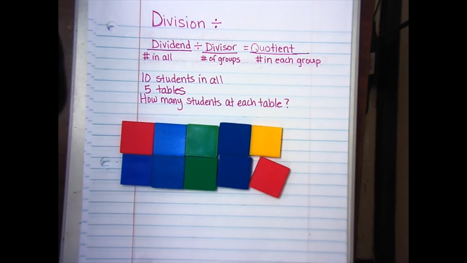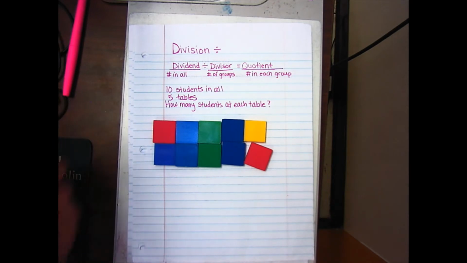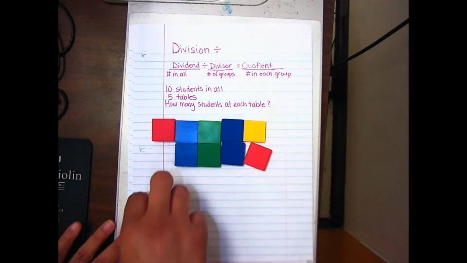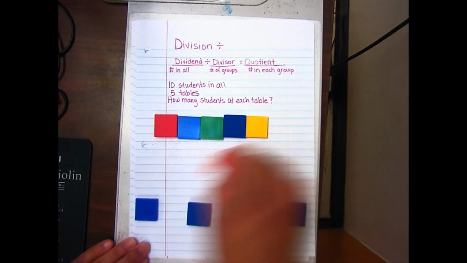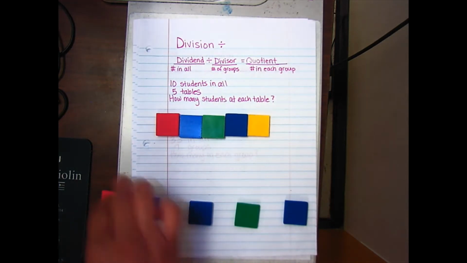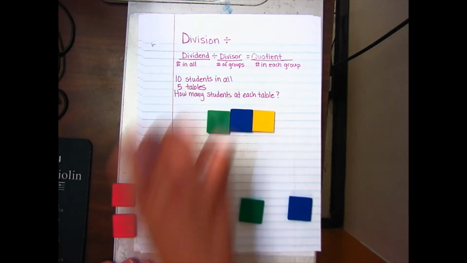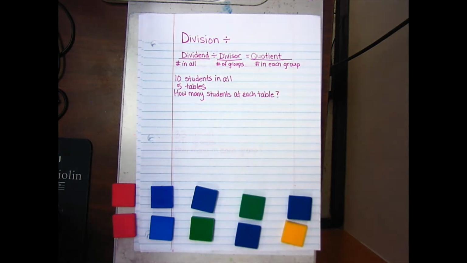So when you're doing this problem, you are separating into equal groups. Okay, so you're separating them into 5 equal groups. 1, 2, 3, 4, and 5. Here's 5. So these are my 5 groups, and each group is going to have 2. So 10 students in all. How many students at each table? Well, each table will have 2 students.